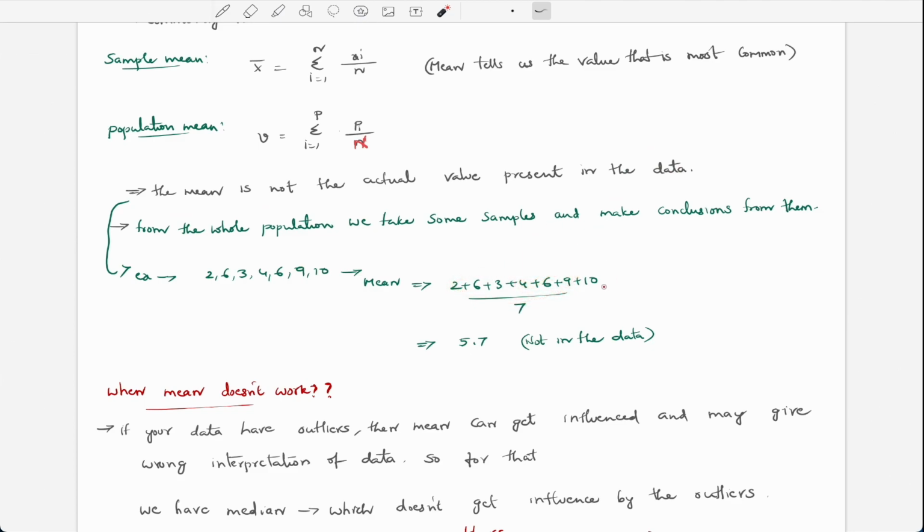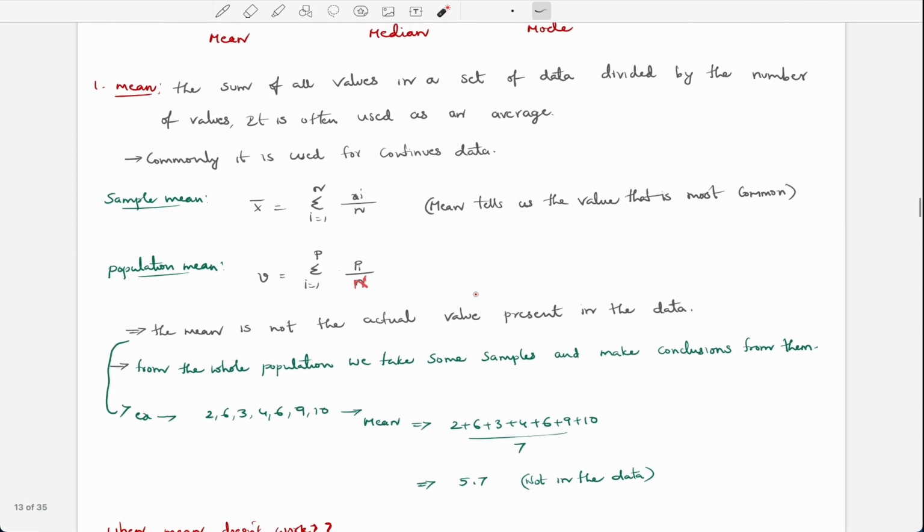You can try it with a new example. If you get it, then just comment down. I just want you to know how you're going to get it. So from the whole population we take some samples and make conclusions from that. So we have a whole data set here, and then we simply take some samples here like 2, 6, 3, 4, 6 and 9, 10, and then from that we simply calculate the mean here.